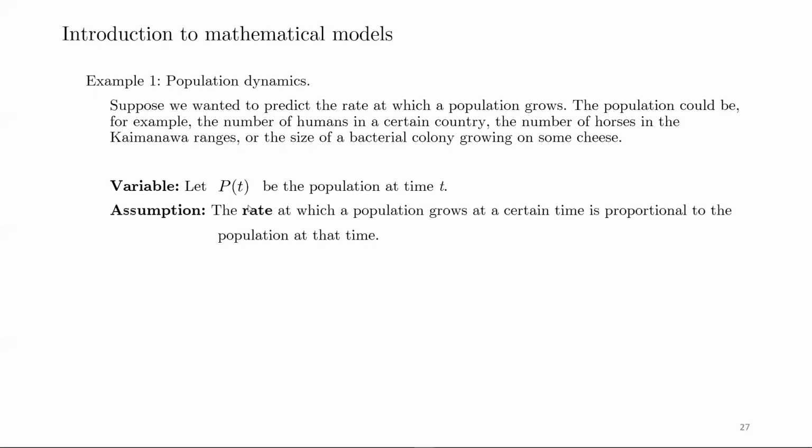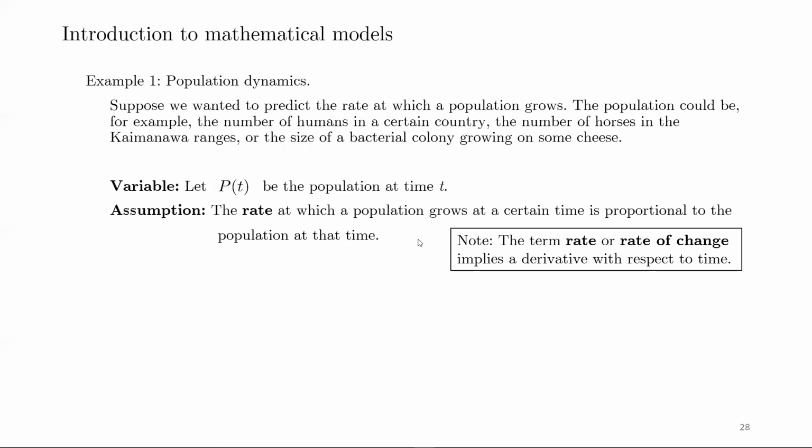Okay, and the assumption that I'm going to make is that the rate at which a population grows at a certain time is proportional to the population at that time. Rate here is a very important word. The term rate or rate of change implies a derivative with respect to time. It's saying how is the population changing at this particular time, or to write this mathematically, dP/dt. The rate at which a population is changing over time is the derivative dP/dt.